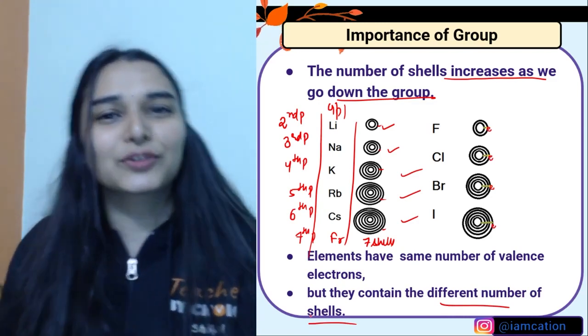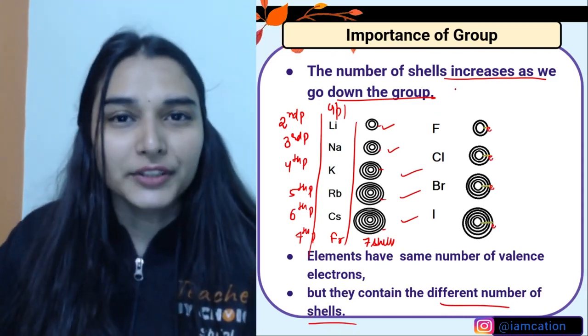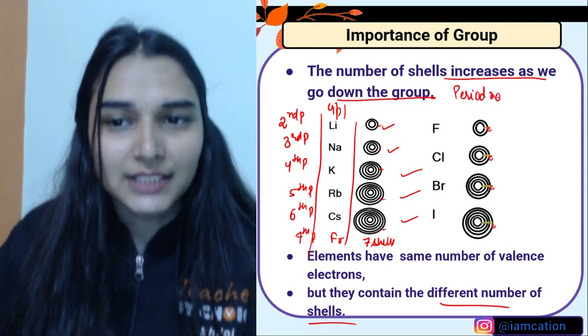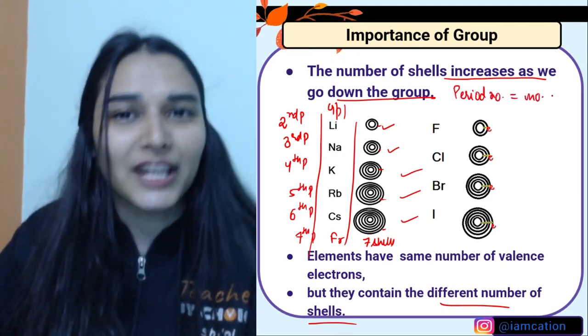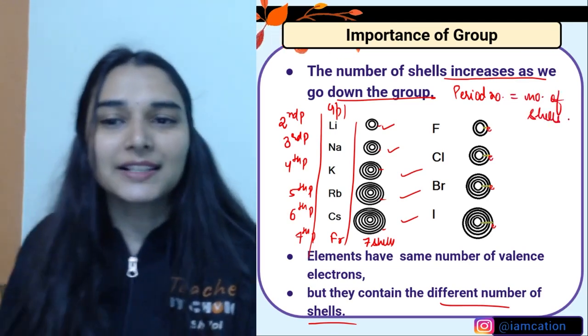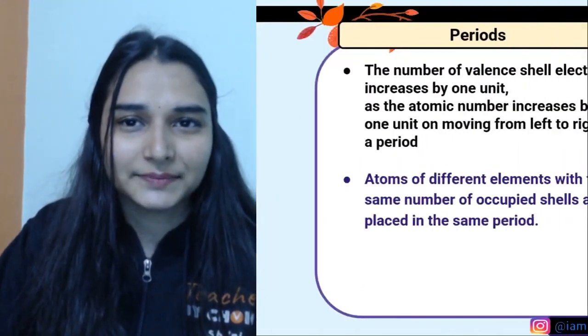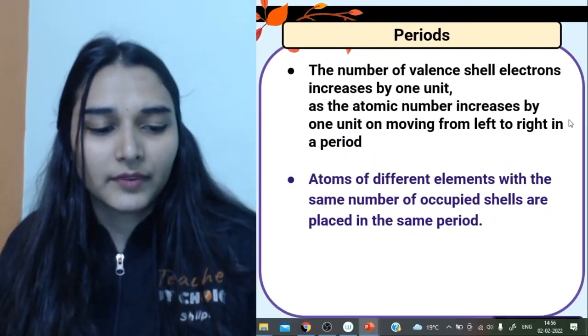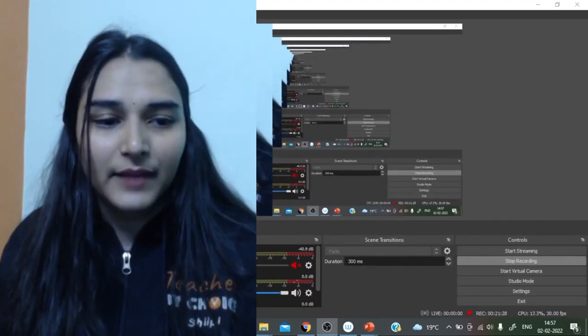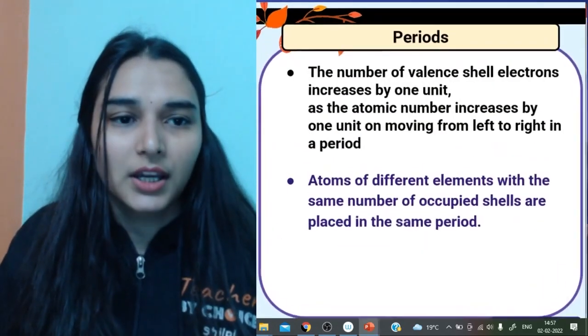Period number tells you the number of shells. If you want to know the period number of an element in the modern periodic table, you can simply see how many shells it is having. Write the configuration. देख लो कितनी shells हैं उसके पास. You will know the answer. Right? Okay. The next thing, I guess it's fine. Ma'am is visible to you.